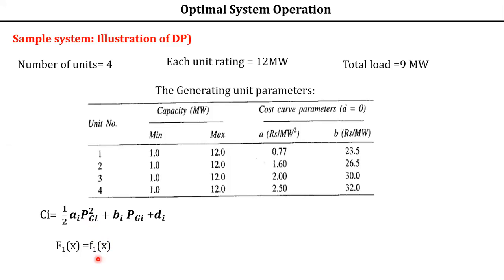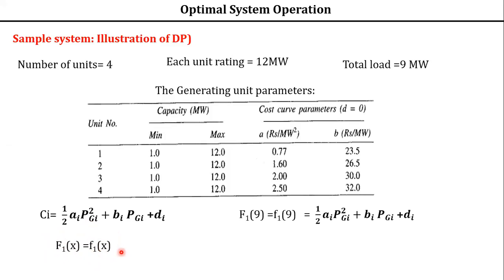When you are operating only one unit, the overall cost will be f1. If you are operating 2 units, then we have to take the minimum among those 2 units. Because only one unit is operating, the minimum cost is also equal to that one unit's cost. Therefore capital F1(x) is equal to small f1(x).